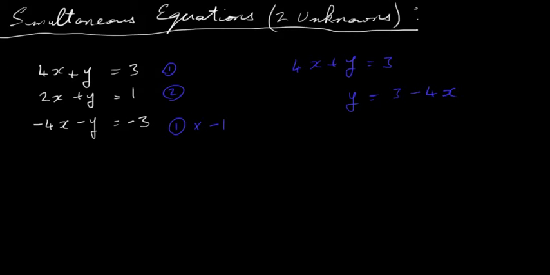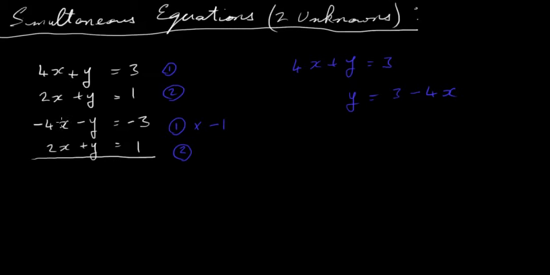Okay, so let's just write down equation 2. We won't do anything with equation 2. So we end up with 2x plus y is equal to 1. Now if you notice, I've taken equation 1 and multiplied it by minus 1, and I've ended up with minus 4x minus y is equal to minus 3. These two equations are exactly the same. They look different, but they're the same equation. I haven't changed the equation. Now, why did I do that? What I'm going to do now is put a line under these two equations and add both equations.